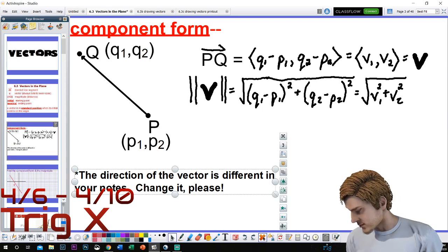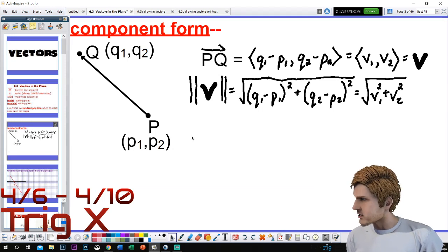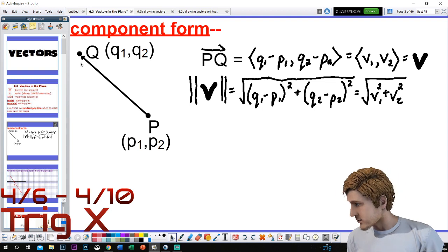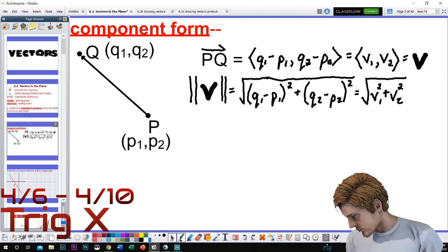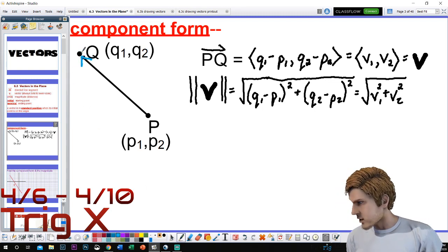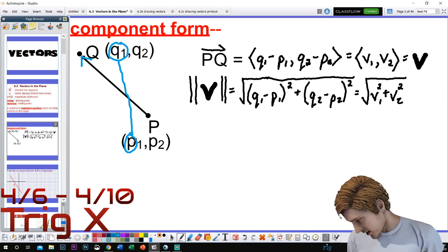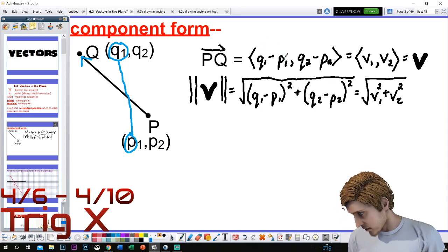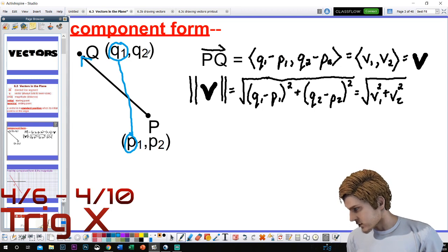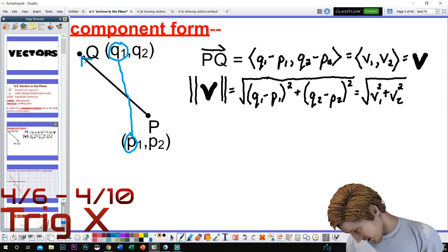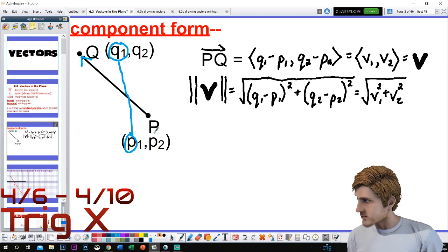Okay, now that you've changed it, here's how you find component form. Here's our cool formula right here. First, start where the arrow is pointing. In this case, the arrow is pointing at point Q. So I'm going to start with the x value of point Q, and subtract the other x value from it. So there's Q1 minus P1. Then I'll do the same thing with the y values. Take wherever my arrow is pointing, start there, take that y value, and subtract off the other y value. That will give you something that's in component form.